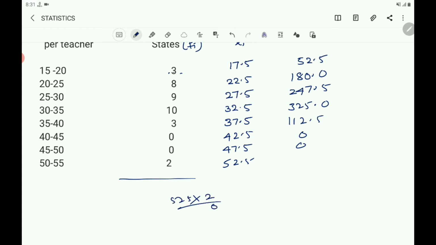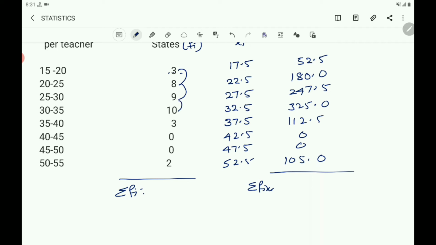52.5 by 2 is 5, 2 2s are 4 plus 1, 5, so you will get 105.0. Now you find summation of fi and summation of fi xi. So here 3 plus 8, 11, 11 plus 9, 20, 20 plus 10, 30, 30 plus 5, 35. You got here 35.